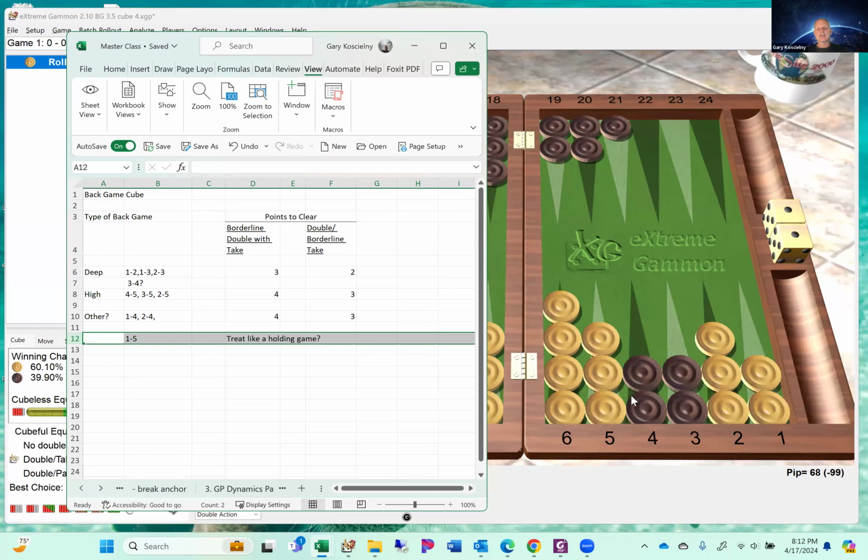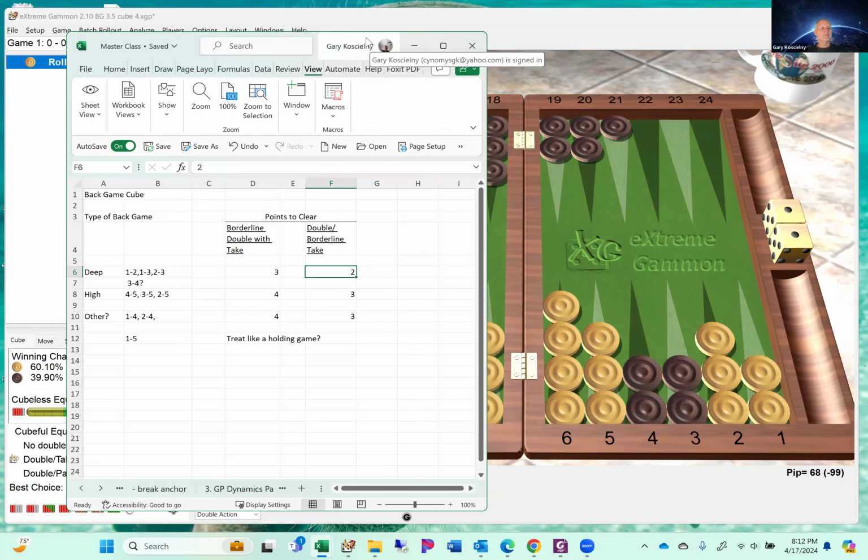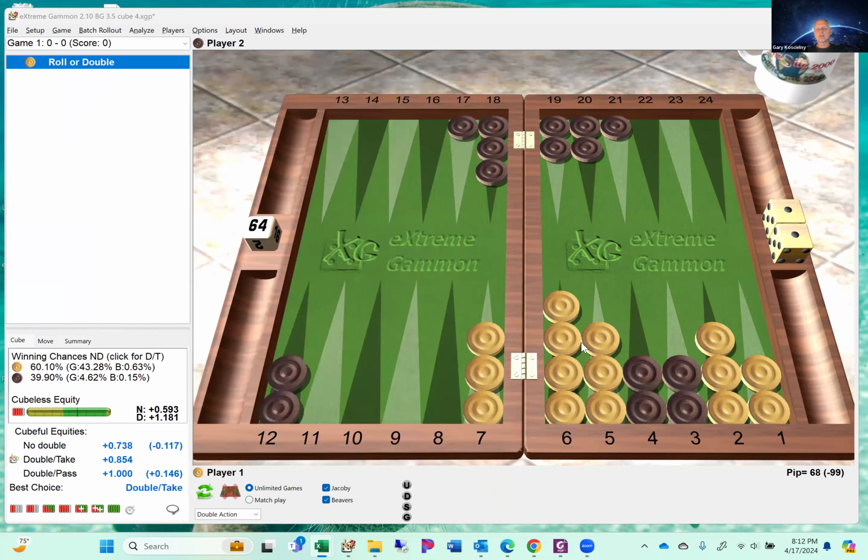But in any case, we're looking at this example of a 3-4 back game. And so when you have 3 points to clear, that should be the borderline double and a take, big take. And when we have 2 points to clear, that's the borderline pass, take pass. And so that's the basic idea with this. So here, 3-4 back game, according to the chart, if you have 3 points to clear, this is a take. This is the borderline double, and it's a take. Actually, it's a little bit more than a borderline double.